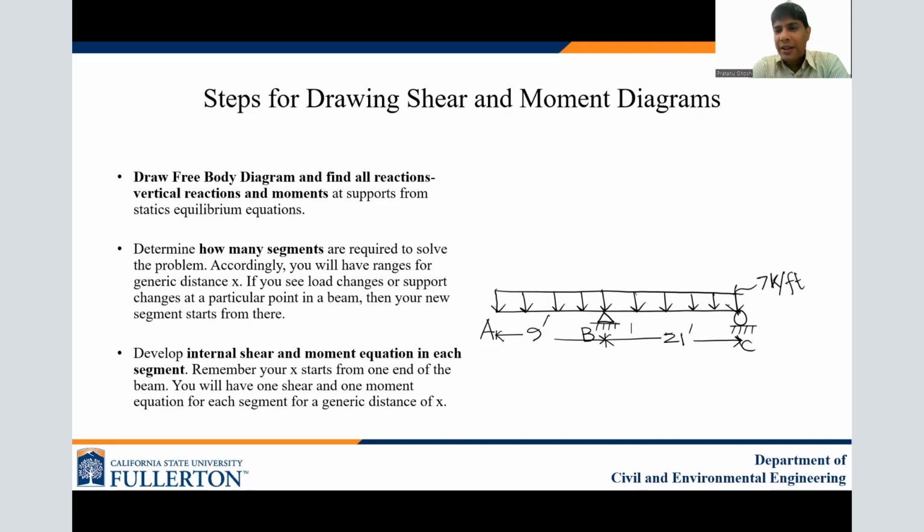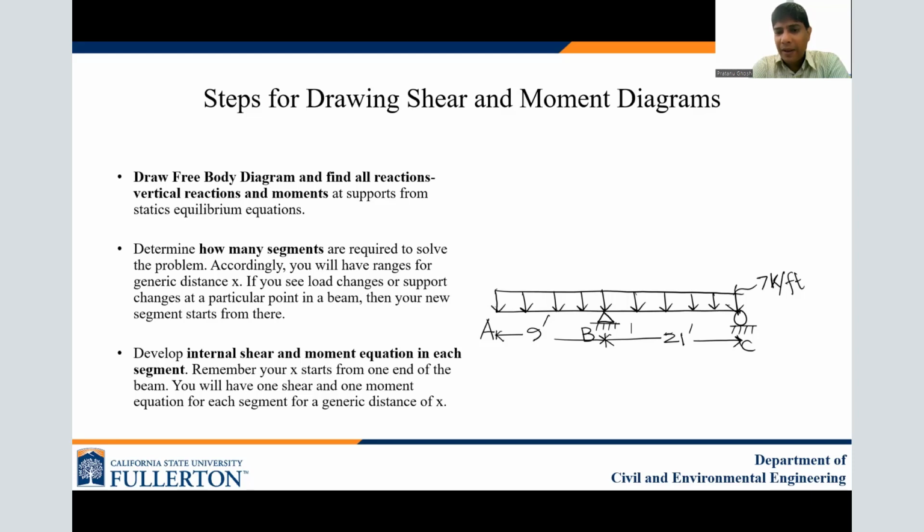So we will cut within each segment at a generic distance x. So we can start from A or we can start from C. Either way you can start. Generally, we start from the left side. So at a generic distance x, we'll cut it and we'll generate our internal shear and moment equation. So in the first segment, x will range from 0 to 9 feet. Then when it goes to the next segment, BC, x will still start from A. We are cutting within BC. So x will range from 9 to 30 feet.